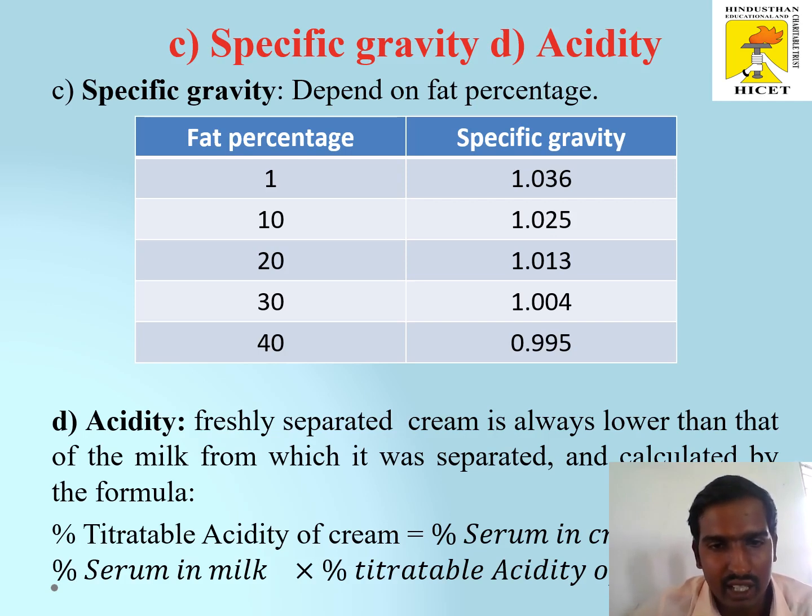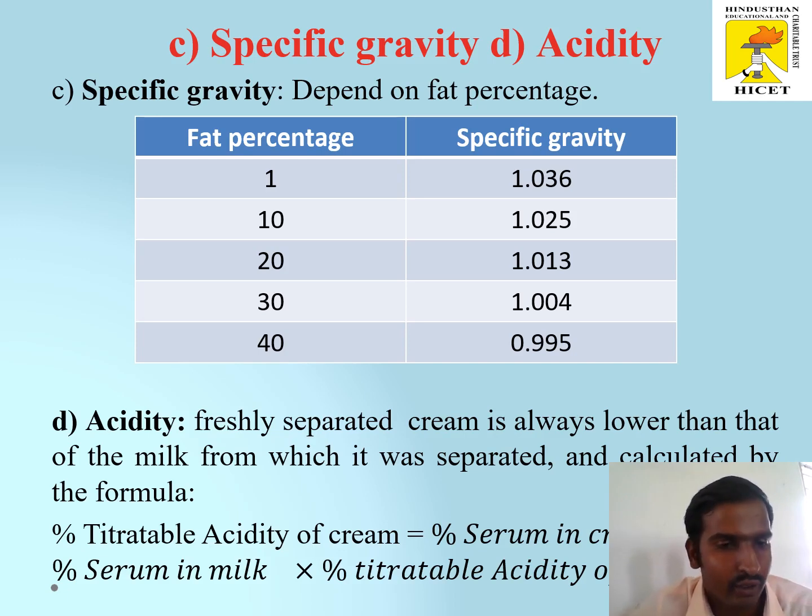Acidity: the acidity of freshly separated cream is always lower than that of the milk from which it was separated, and it is calculated by a formula. Usually the milk is nearly neutral in acidity, meaning the pH of the milk is 6.5 to 6.7, and milk comes under the category of low acidity products.